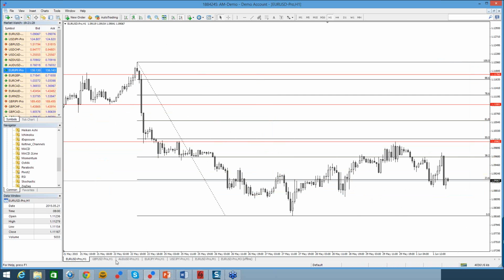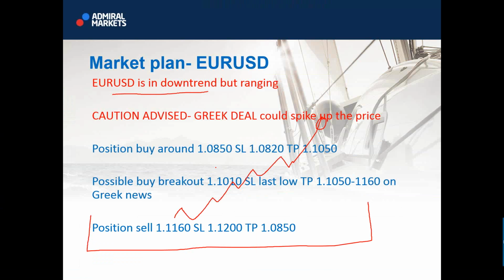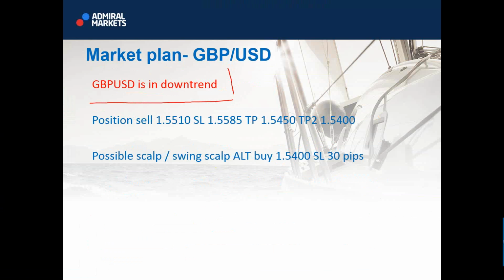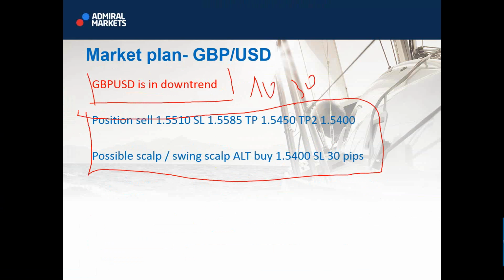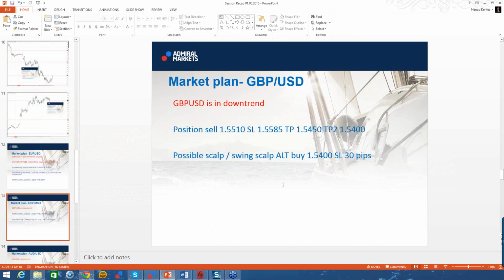Pound dollar. Okay, let's see pound dollar. Pound dollar is in a downtrend. There will be news tomorrow, 10:30 news. So guys, be very, very careful. I would like this setup to happen only after the news, not before the news. I will put this on the slide.